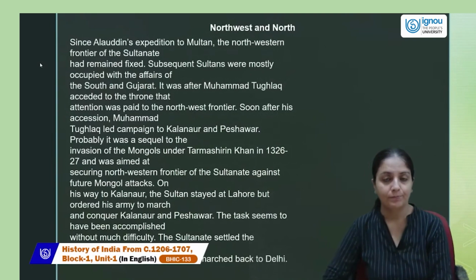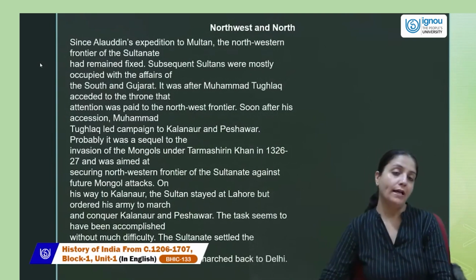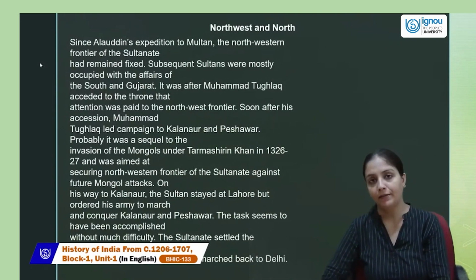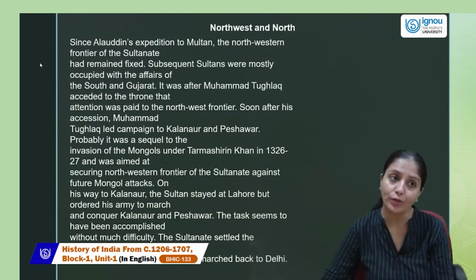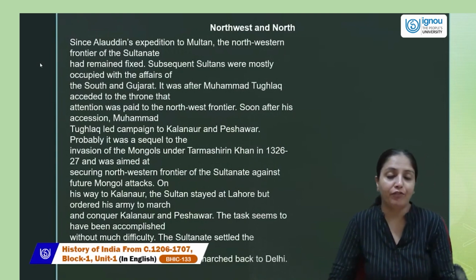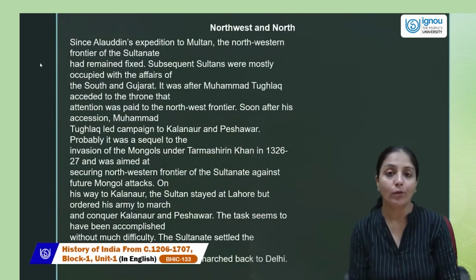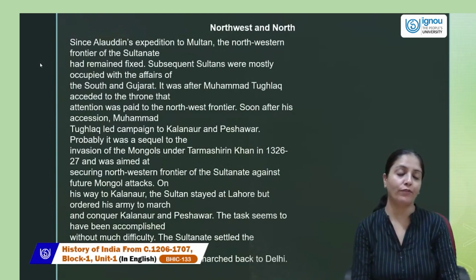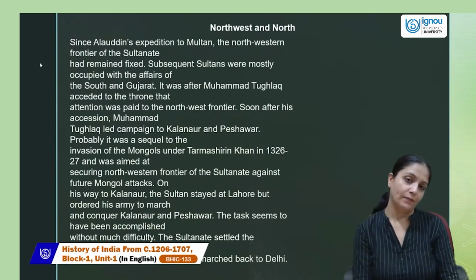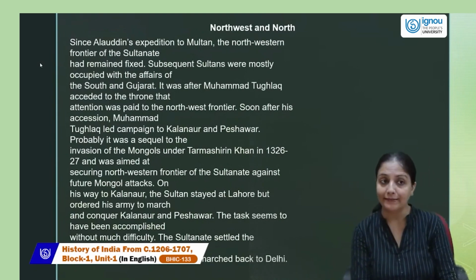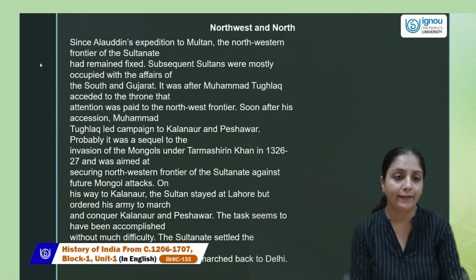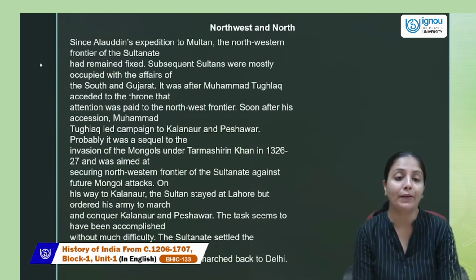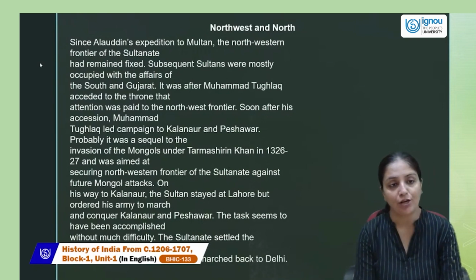Northwest and north. Since Alauddin's expedition to Multan, the northwest frontier of the Sultanate had remained fixed. Subsequent sultans were mostly occupied with the affairs of the south and Gujarat. It was after Muhammad Tughlaq acceded to the throne that attention was paid to the northwest frontier. Soon after his accession, Muhammad Tughlaq led a campaign to Kalanur and Peshawar.